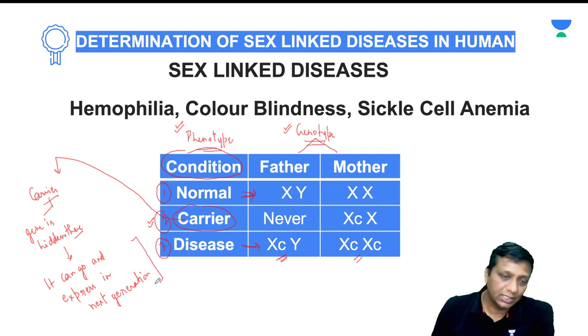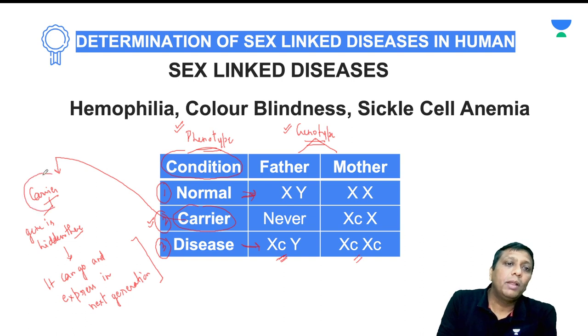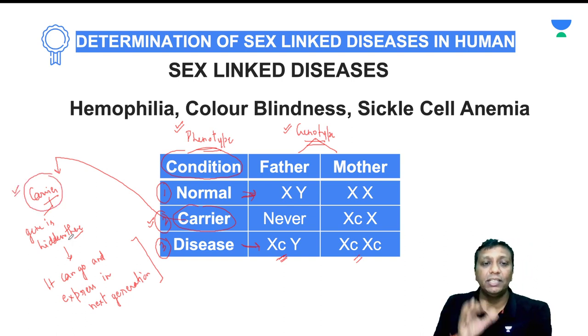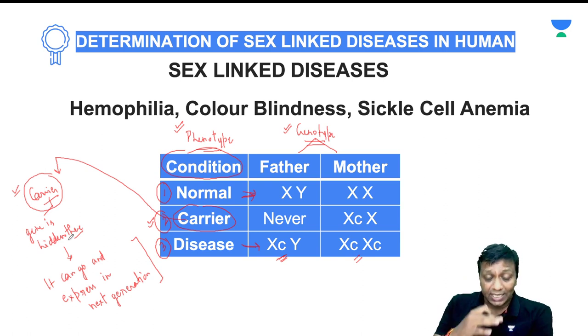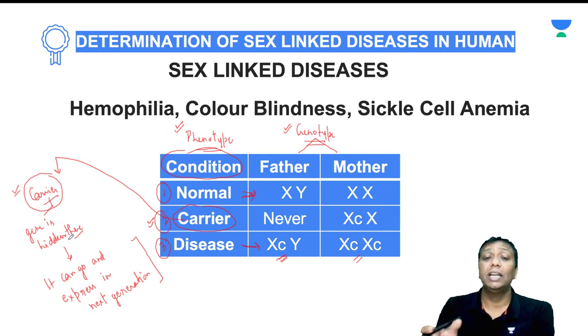What actually is it? Listen, guys. What is the meaning of carriers? Carriers means the genes are already available. It means you have a hemophilia gene, a colorblindness gene, or a sickle cell anemia gene, but this disease is not going to appear inside you. The reason is the gene is hidden inside you, and the expression is not there. But in the next generation, the gene can go to your son and daughter and it can express as a disease.